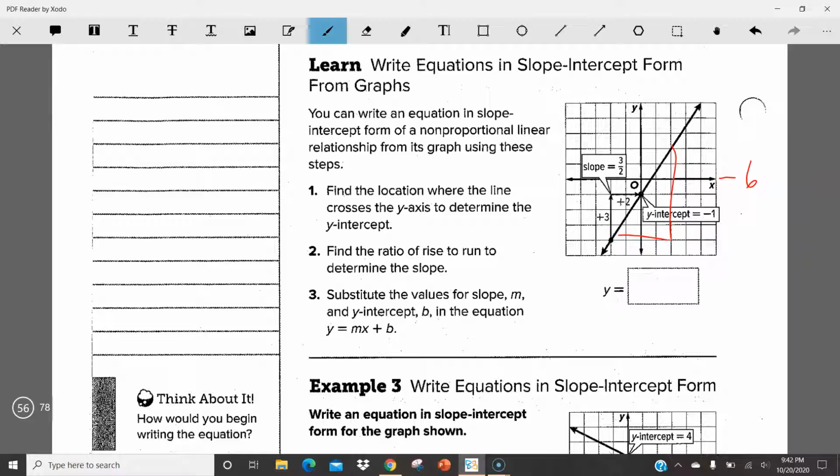Then I went left 4. So -6/4 is still the same thing as 3/2.